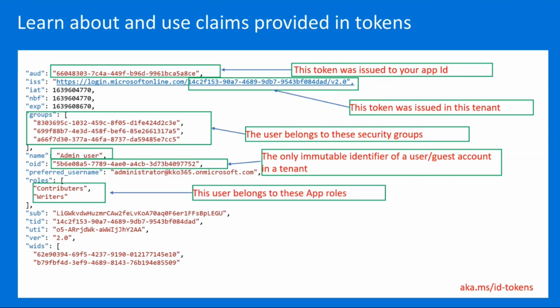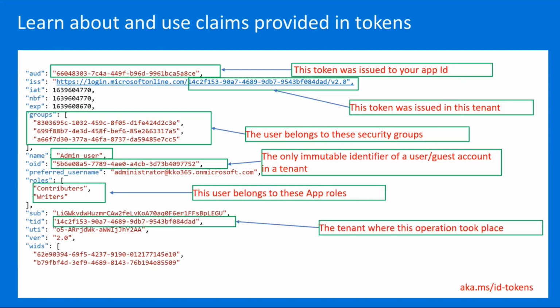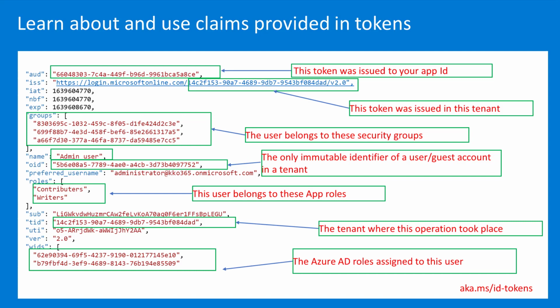If the user belongs to some roles, you'll have that in the roles claim. You'll see the user's tenant ID, which tenant this user belongs to. And you'll have any Azure AD roles if they are assigned to the user. You can use this information to customize your UI in any way, but you shouldn't use an ID token to access a web API. That is what an access token is for. Any particular questions about ID tokens?